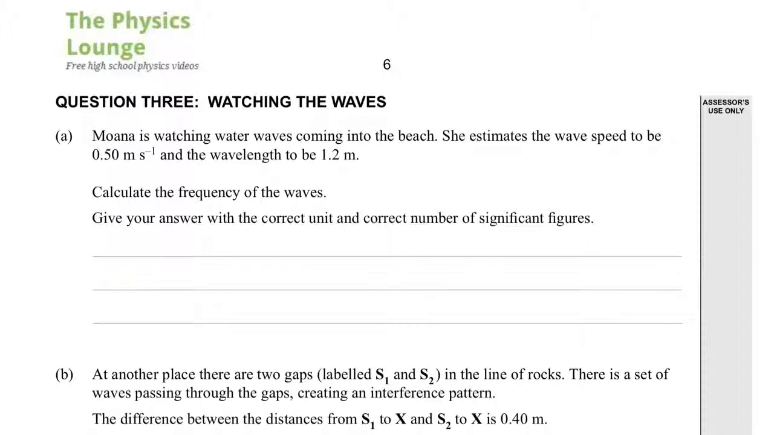2014 Level 2 Waves Paper Question 3. Watching the waves. Myan is watching water waves coming into the beach. She estimates the wave speed to be half a metre a second and the wavelength to be 1.2 metres long. Calculate the frequency of the waves and give your answer with the correct unit and the correct number of significant figures.